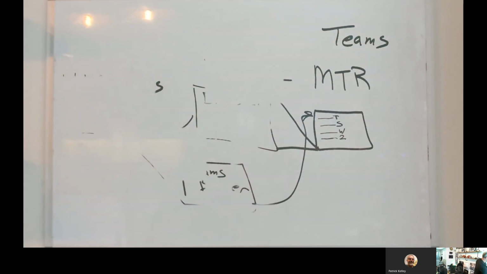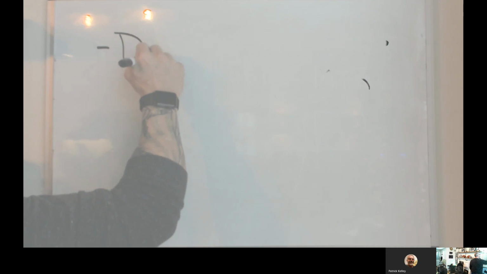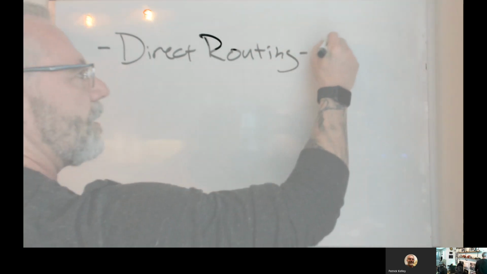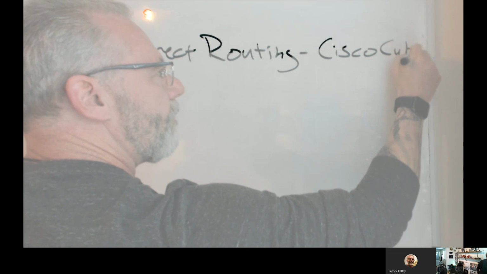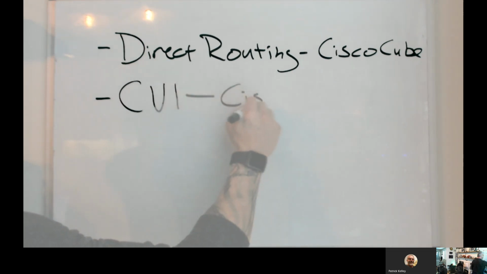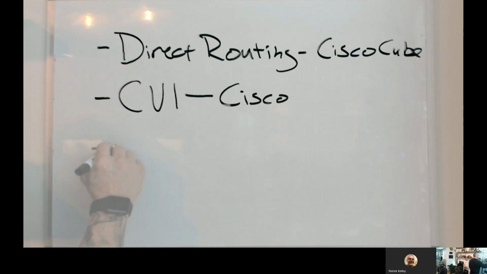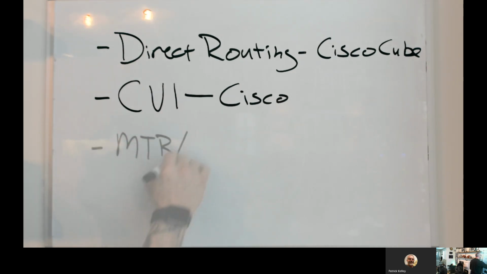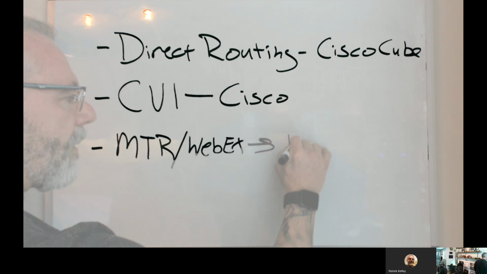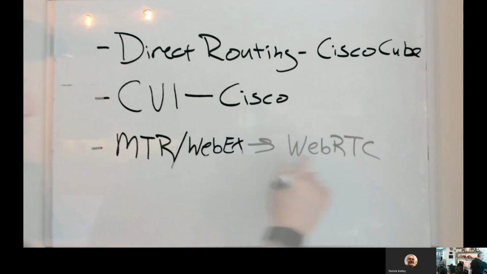three big announcements. Direct routing for voice will now be a Cisco queue, or can be a Cisco queue. CVI, Cloud Video Interop, can now be Cisco Cloud. And finally, MTR WebEx Rooms is now going to be WebRTC. So all the vendors now work together very seamlessly. When I say all the vendors, I'm talking about Cisco and Microsoft in this regard.